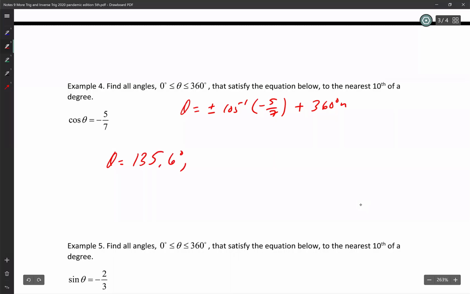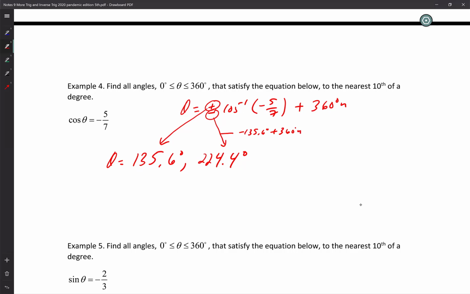135.6 degrees, and I already forgot, 224.4. Okay. The 135 came from the plus. The 224 came from the minus plus 360. I guess I should write it. That came from negative 135.6 degrees plus 360. And no, you do not have to do it that route. You could always just get the reference angle and do 180 minus, 180 plus.